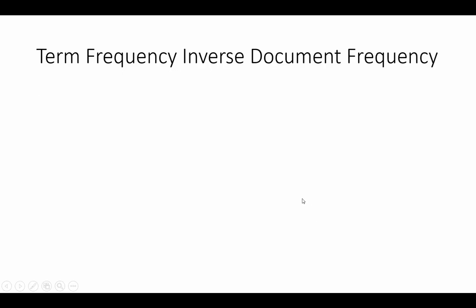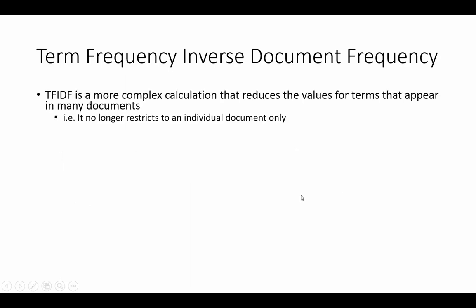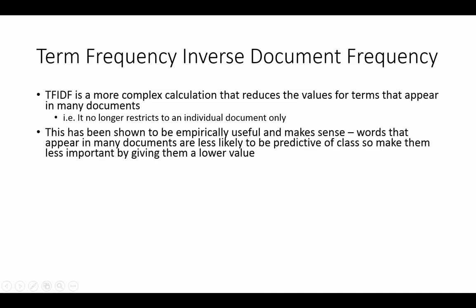This is in contrast to term frequency inverse document frequency, which I shall refer to as TF-IDF, which is more complicated. It reduces the values of terms that appear in many documents. In other words, it doesn't restrict to an individual document. It's been shown to be empirically useful. It makes sense. Words that appear in lots of documents are less likely to be predictive of class. So making them less important by giving them a lower value is a sensible way to proceed. And obviously the converse is true. Words that appear in fewer documents are empirically more predictive. Hence, give them more value.